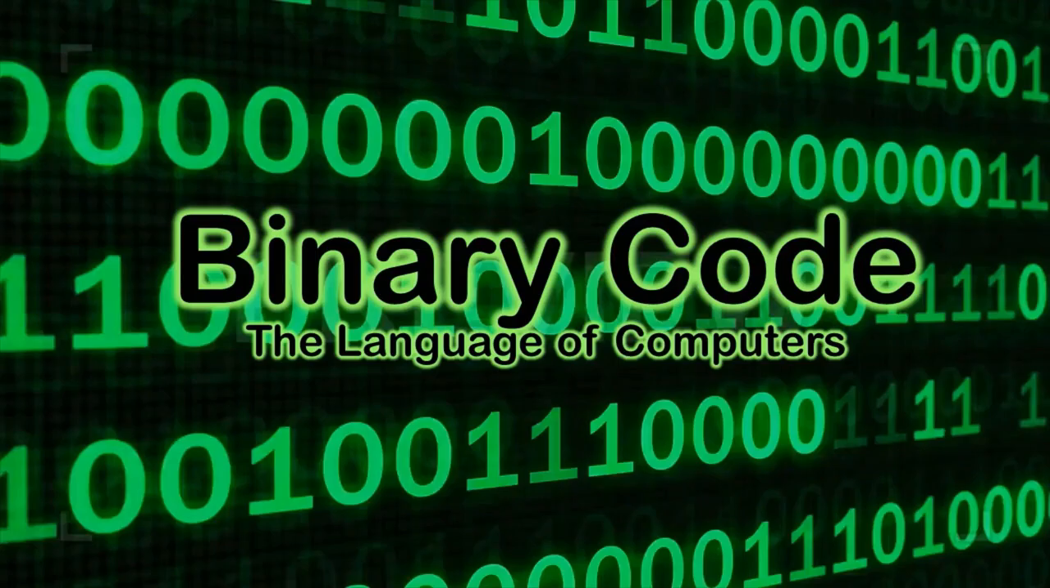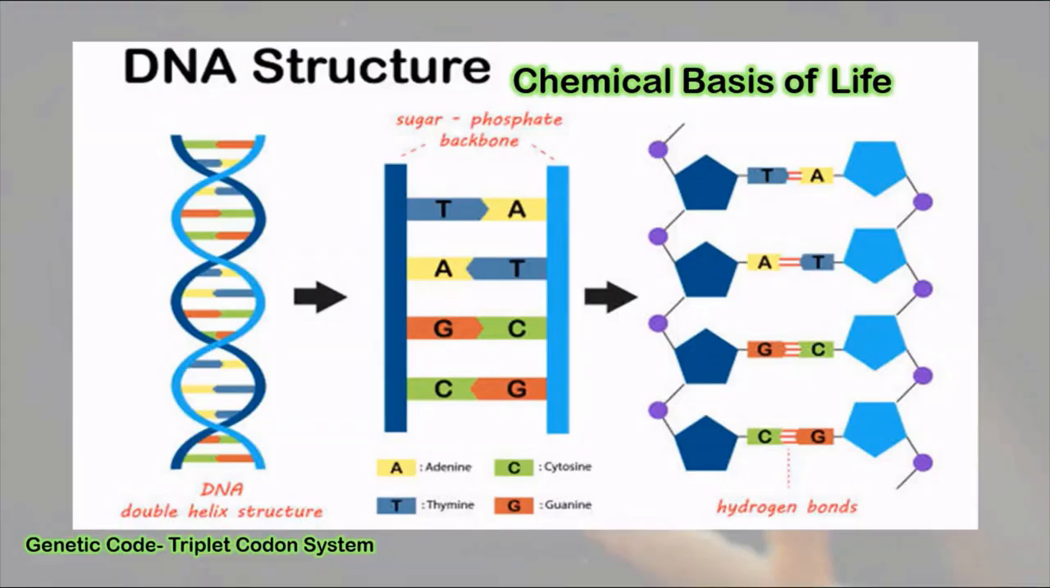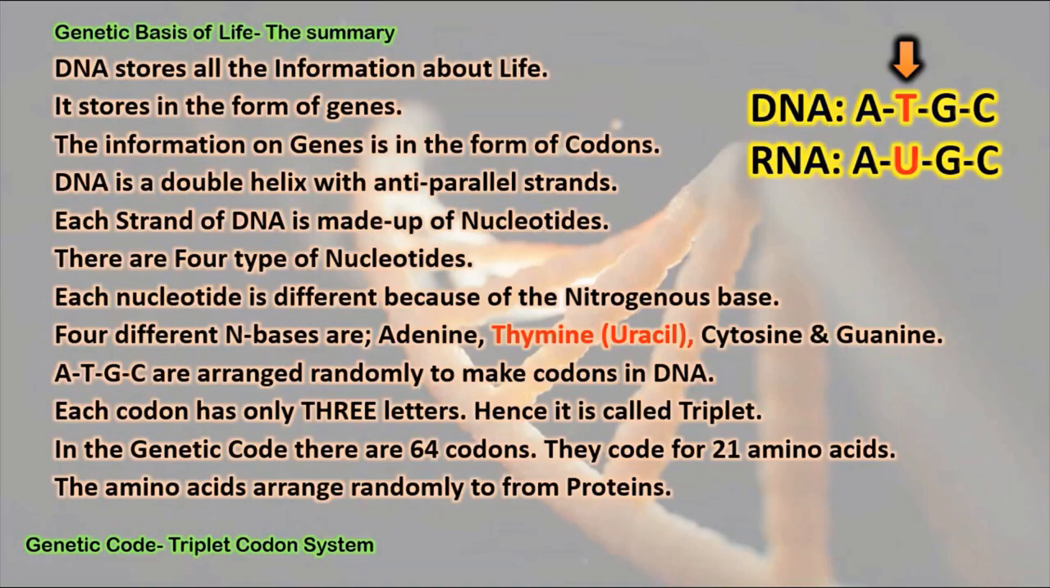system or binary language. A double helix model structure of DNA, which forms the chemical basis of life. DNA stores all the information about life. It stores in the form of genes. The information on genes is in the form of codons. DNA is a double helix with anti-parallel strands. Each strand of DNA is made up of nucleotides. There are 4 types of nucleotides.